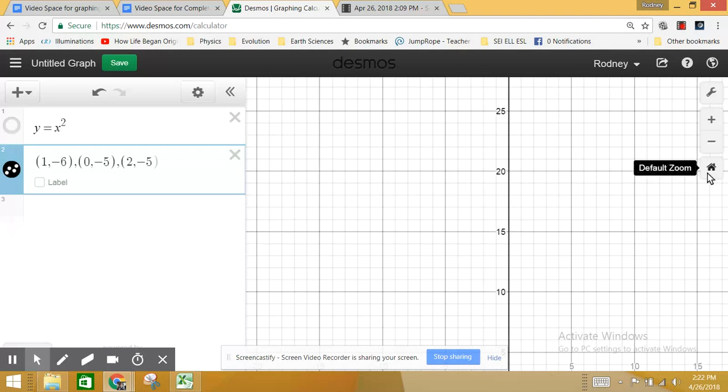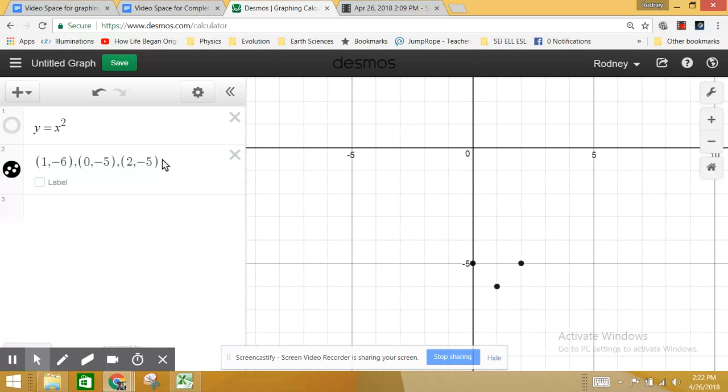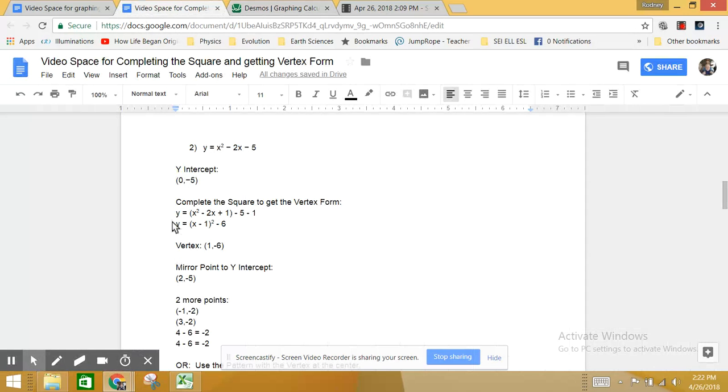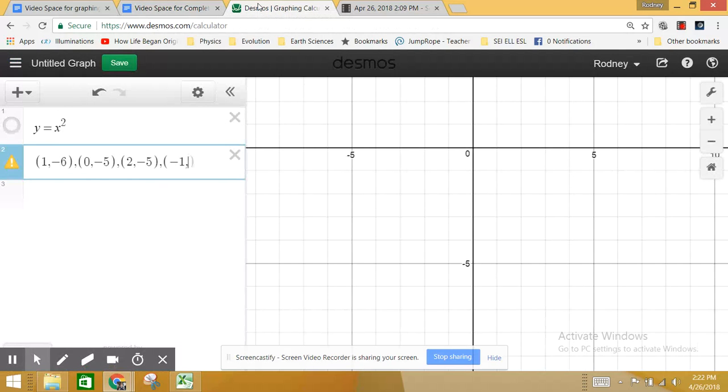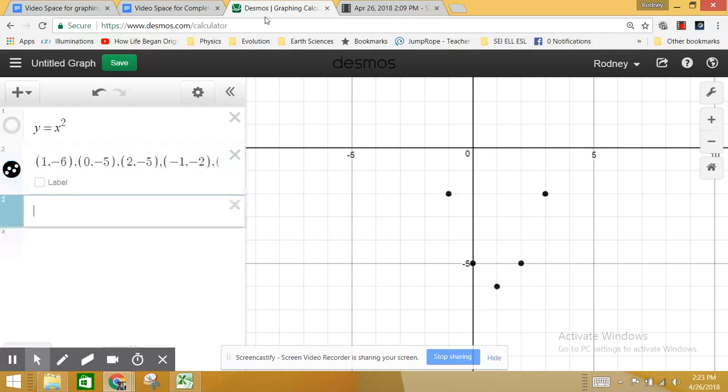I'm going to move my graph around a little so you can see this actually happening. Okay. And then I had a point at -1, comma, let's remind ourselves what it was. It's -1, -2, and 3, -2. And now we'll plot our parabola.